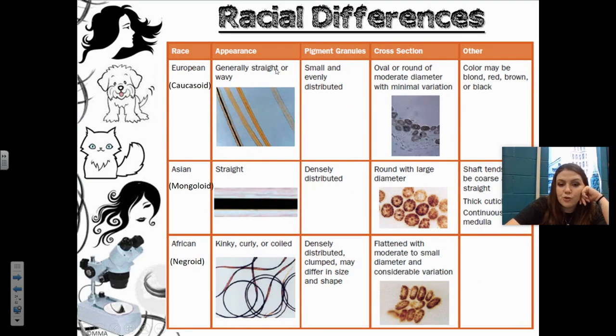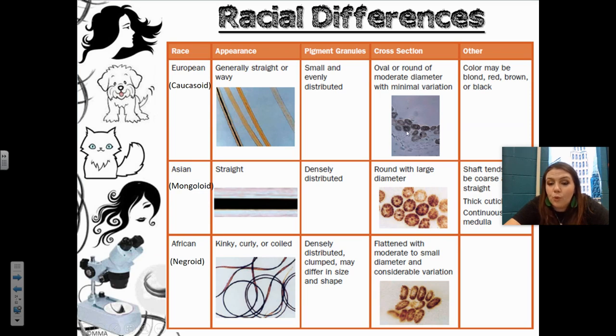So for Europeans, generally straight or wavy. Caucasians' hair is generally not super flat, because remember, the flatter the cross section is, the more curly. So normally it's either straight, so they're rounded, or they're in between. You don't usually see a lot of Caucasians' hair being super flattened, crazy curly hair. As well as small and evenly distributed pigments. So when we're looking at the little pigment granules, the little color sections inside the cortex, they're generally smaller pieces of pigment, and usually evenly distributed throughout their hair. Oval or round, moderate diameters, that's what I was talking about.